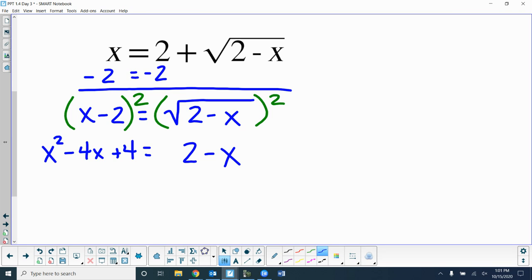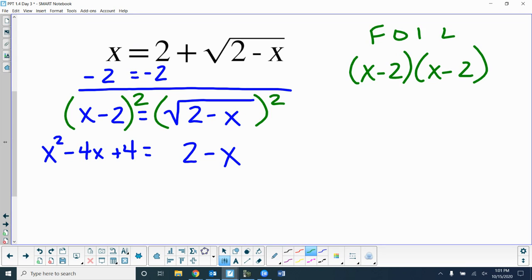Okay, remember, x minus 2 squared means x minus 2 times x minus 2, right? So when you see a problem like the one up there in green, what do we call it when we multiply 2 binomials? FOIL, yeah. So first is the x squared, and last is the 4. But outside is negative 2x, and inside is also negative 2x. So that's where the negative 4x comes from, the outside-inside part.